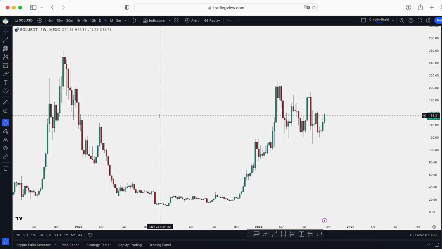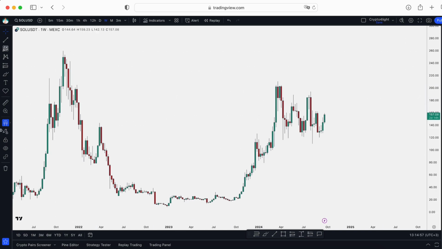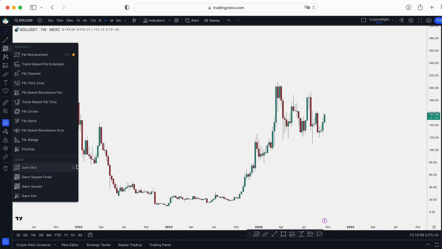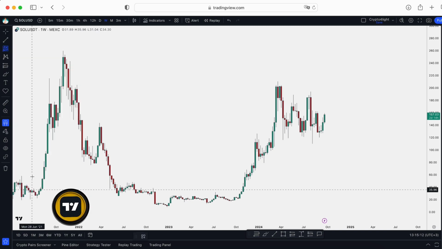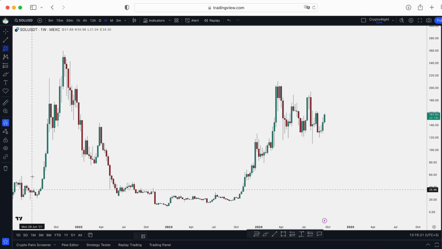So for example, we use the SOL USDT trading pair on the weekly time frame. I use the magnet. We go into Gann Square Fixed. And like I explained in my previous videos, all of these tools on TradingView are just tools. How you will use it is only up to you. How you will identify the levels is only up to you. There is no magic.